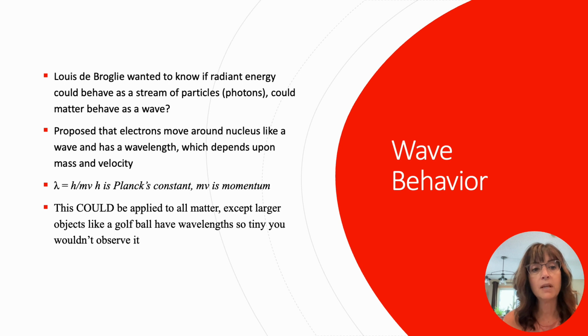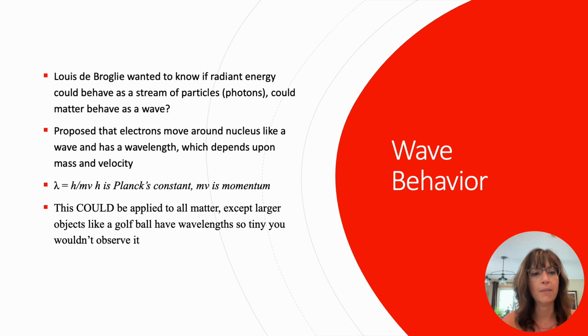So along comes somebody named Louis de Broglie. I looked that up. It looks like Broglie, but it's actually like Broy. Anyway, he wanted to know if radiant energy could behave as a stream of particles or photons, could matter behave as a wave? Not light, not electrons, matter. He proposed that the electrons move around the nucleus like a wave. They have wavelengths which depend upon mass and velocity.